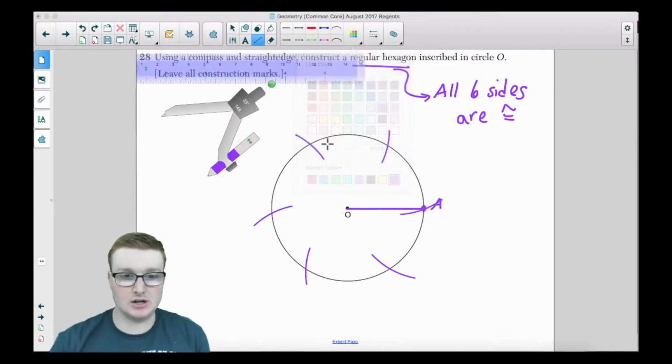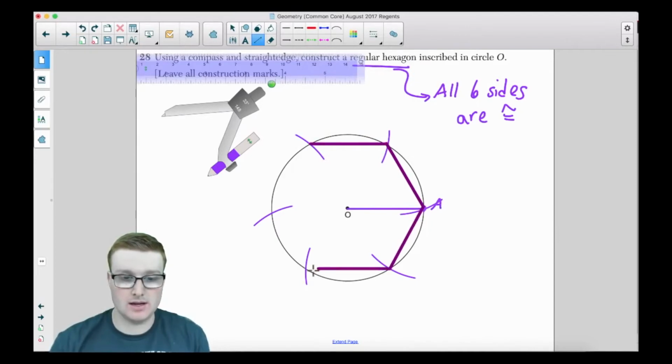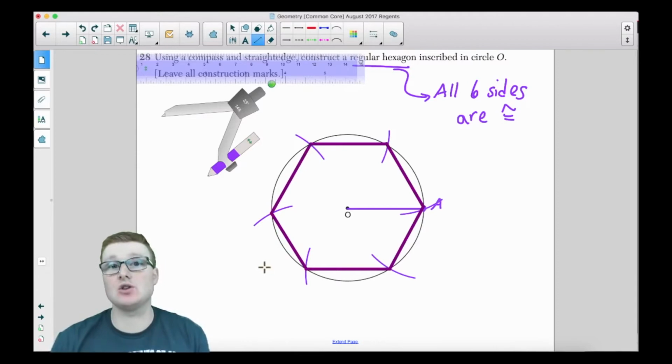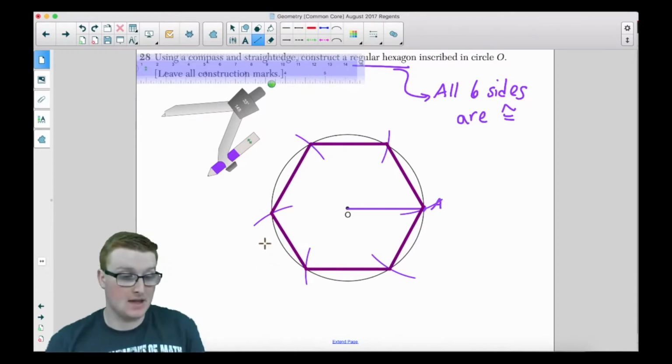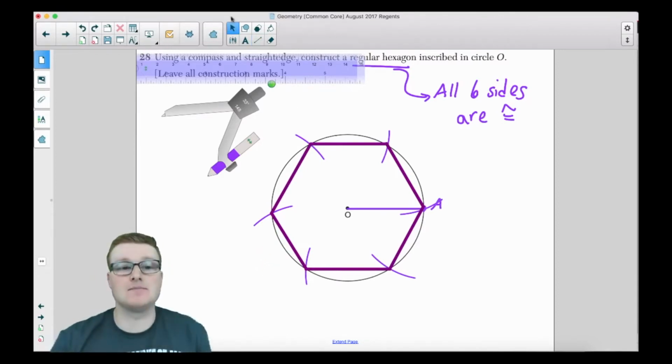All 6 sides are congruent. Draw your sides: 1, 2, 3, 4, 5, 6. Just use the straight edge, and you have your regular hexagon. And that's how you do the construction. For the next part, you'll see more hands-on construction, and we'll go on to the next question after that.